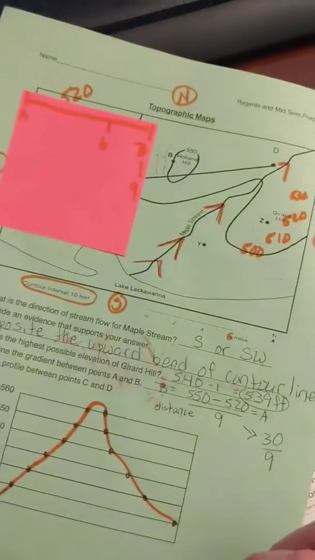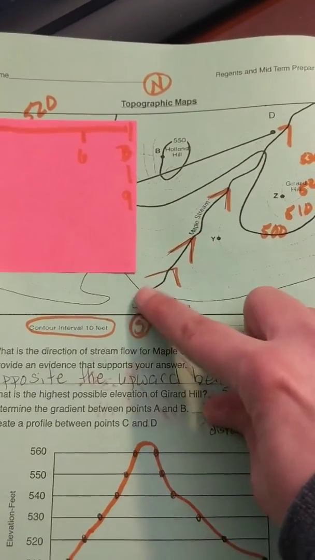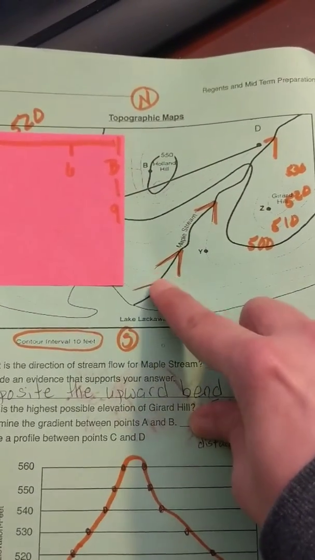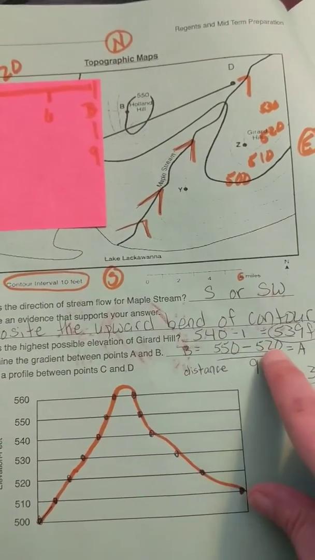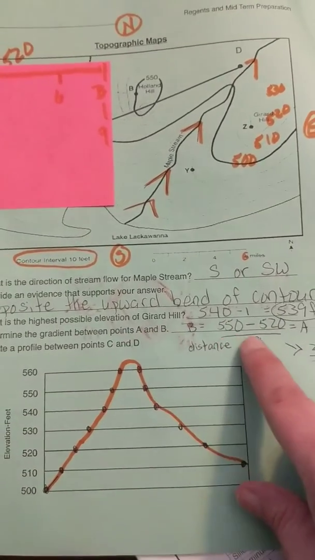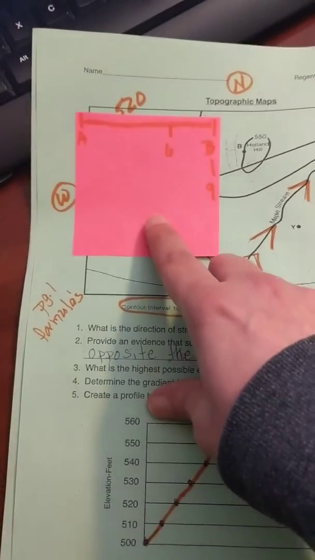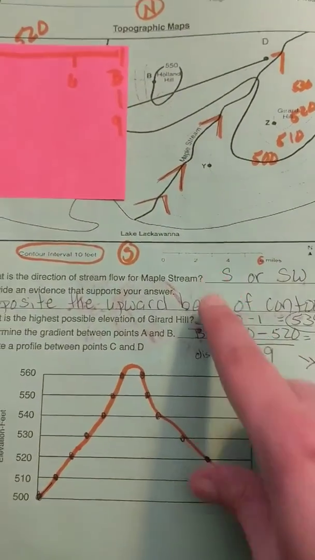For topographic mapping, you want to make sure that the stream direction is going the opposite direction of the upward bend of the contour lines. Gradient is subtracting the 2 elevation levels that A and B, or whatever points they're talking about, are on, divided by the distance. To get the distance, you have to take a scrap piece of paper, mark off A and B, and bring it down here to your scale.